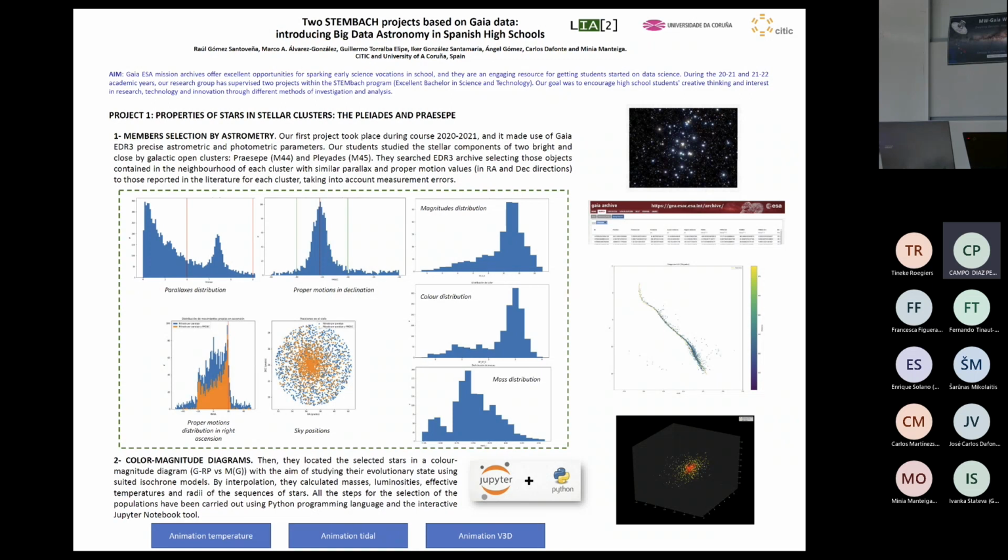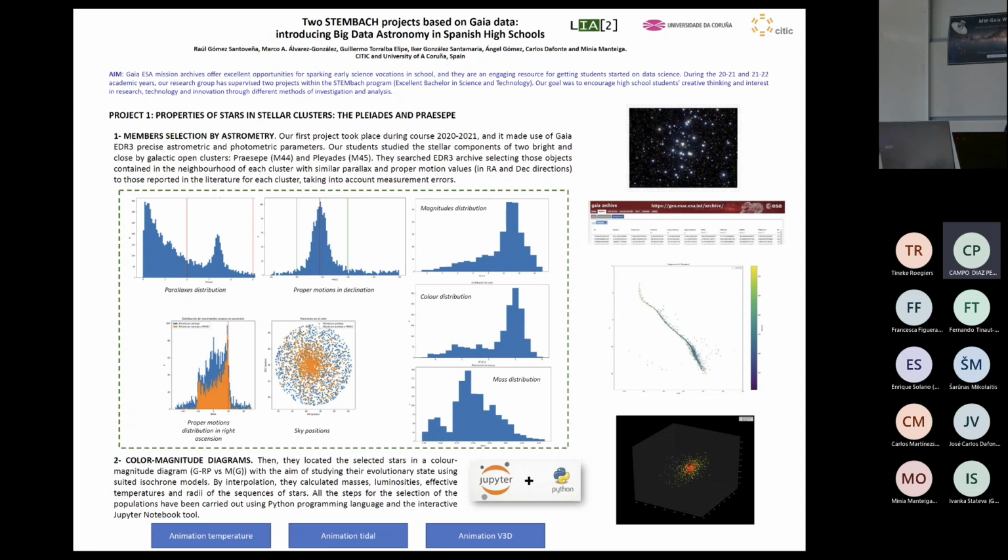Our aim was, on one side, to introduce the high school students to science, in astronomy in particular, showing them somehow the way science is done by scientists. So, I mean, illustrating the scientific steps to get a result.